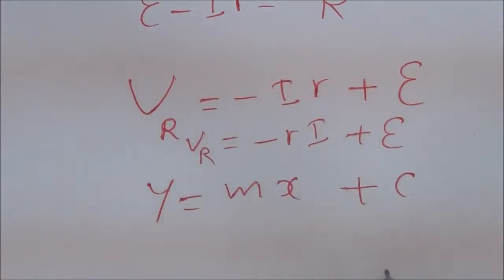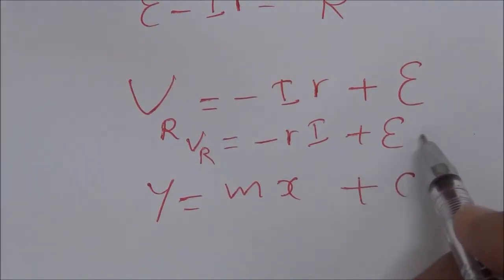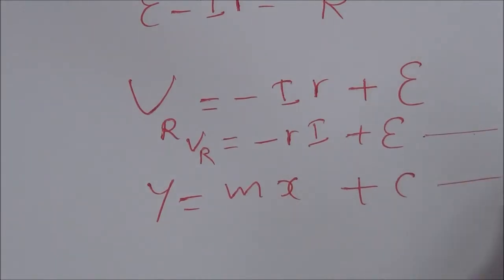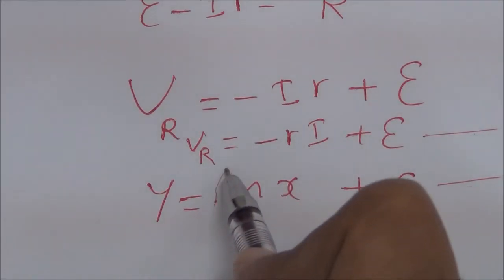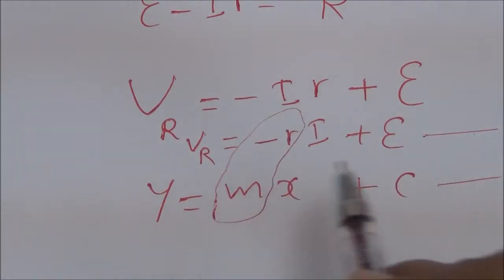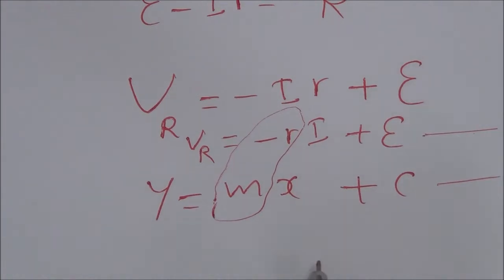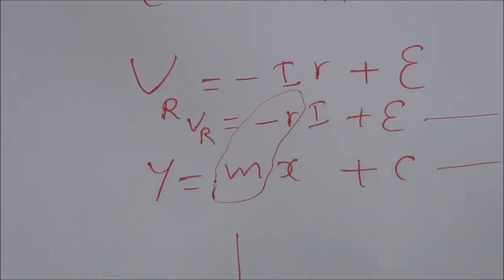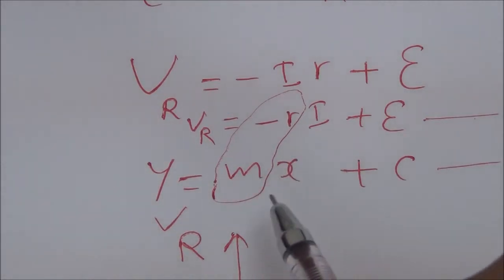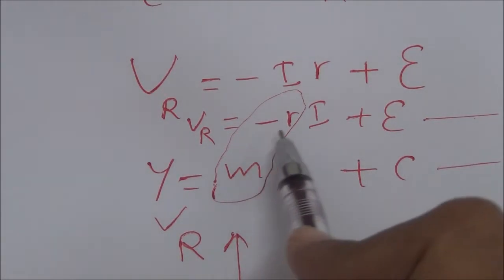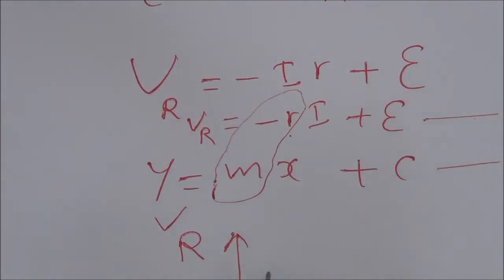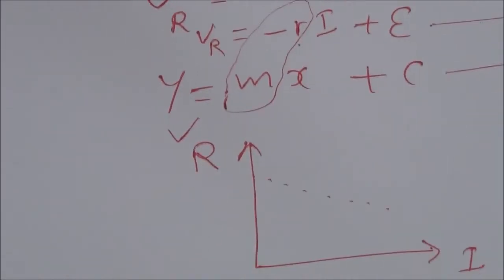So this is V_R. When we compare between these two equations, 1 and 2, we can say that m is negative r. So when we represent the graph of V and the current, we find that the gradient equals negative r. The gradient will be negative. So when we plot the points, we will get a graph like this.